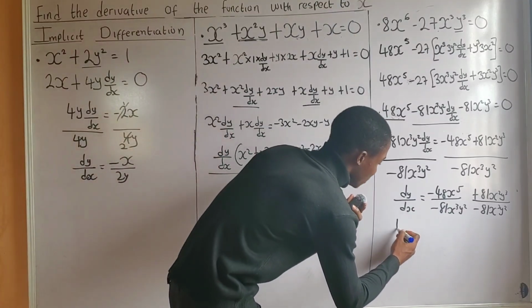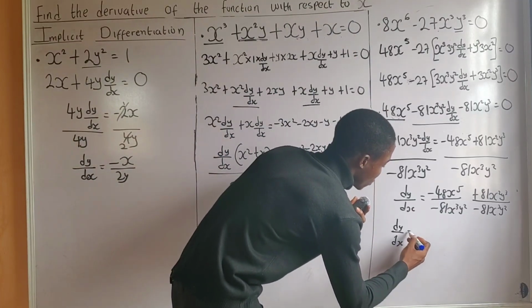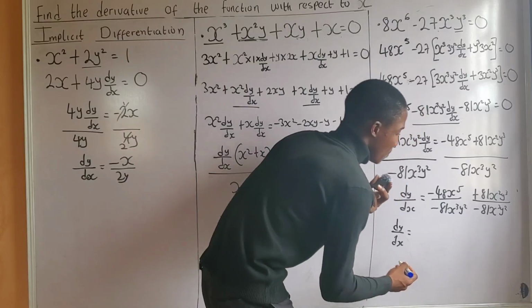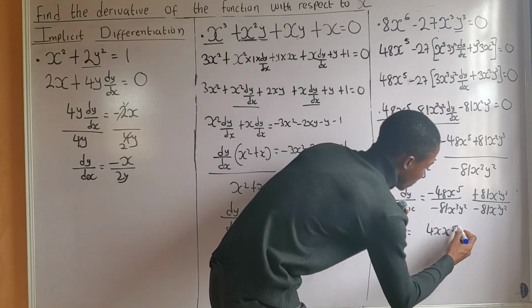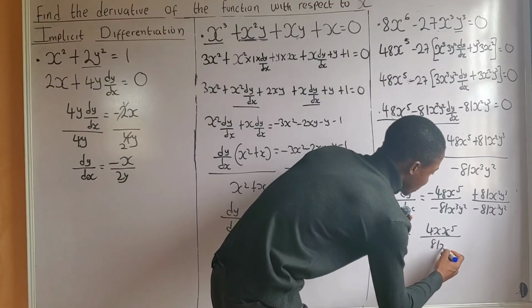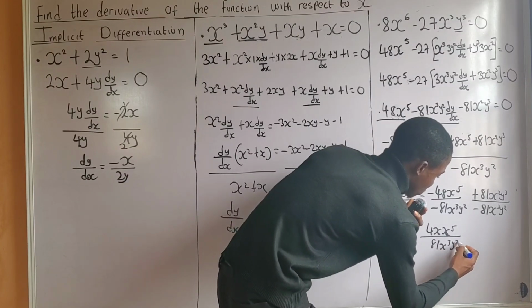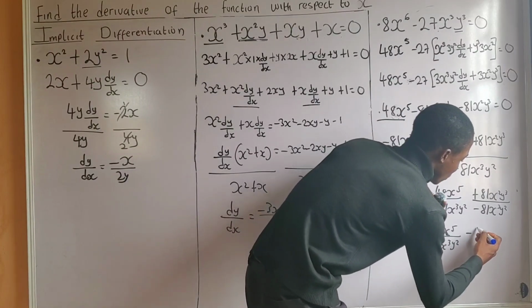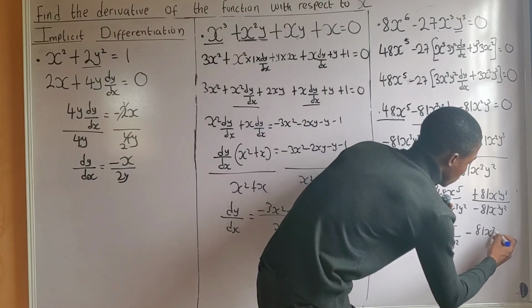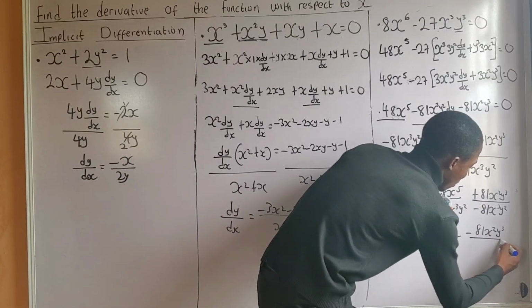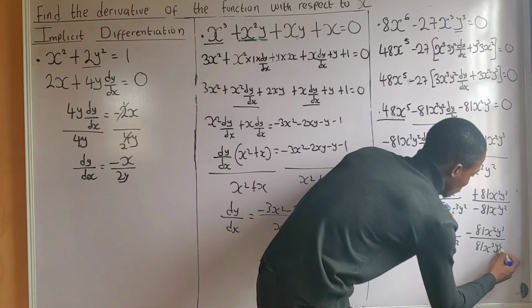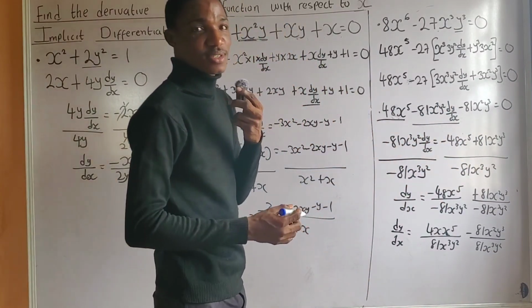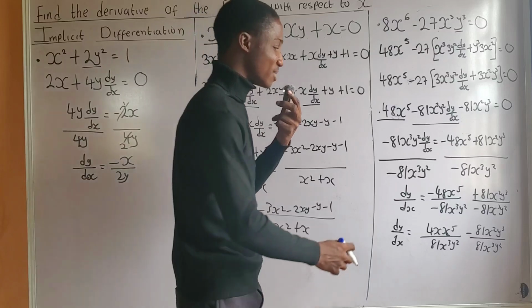So for this I'm going to have dy all over dx will be equal to, now 48x raised to the power of 5 all over 81x raised to the power of 3 y raised to the power of 2, right? Minus 81x raised to the power of 2 y raised to the power of 3 all over 81x raised to the power of 3 y raised to the power of 2. Are you getting it? You see, I've not done anything. I just separated the fraction.